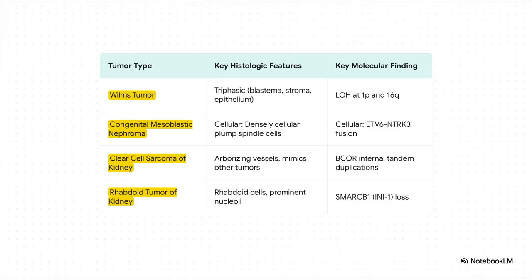Okay, so let's put it all together with a quick cheat sheet. This is super high yield. For Wilms, think triphasic. And for molecular, look for LOH at 1p and 16q. For CMN, remember that cellular type has the ETV6-NTRK3 fusion. For our great mimicker, CCSK, it's all about those arborizing vessels and the BCOR duplications. And finally, for rhabdoid tumor, you're looking for those rhabdoid cells and that classic loss of INI1.